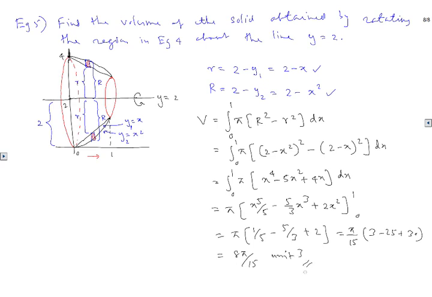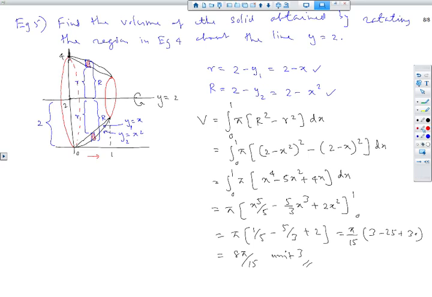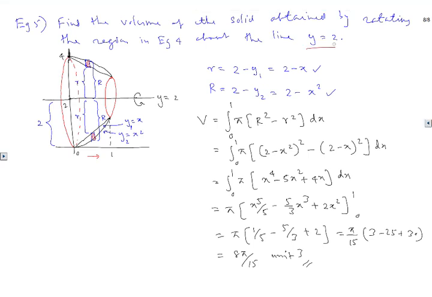Okay, so that's the whole problem, and you can see that you rotate about a different axis. So here we rotate about the y equal 2 axis. It's the same region from the previous example, but you rotate about a different axis. The only thing that you need to think about is how to find those radii. Once you find the radii, things are easy.